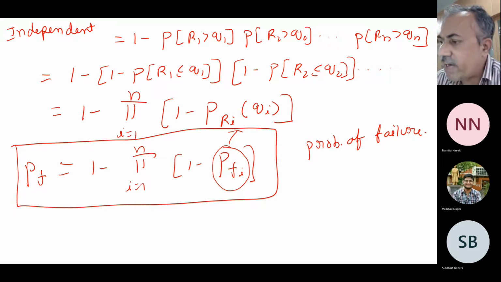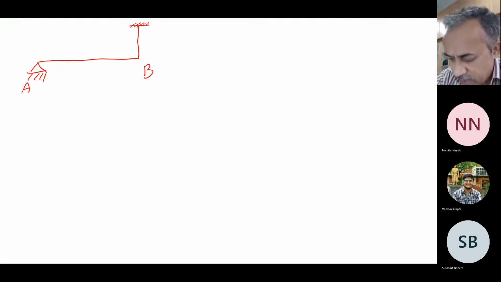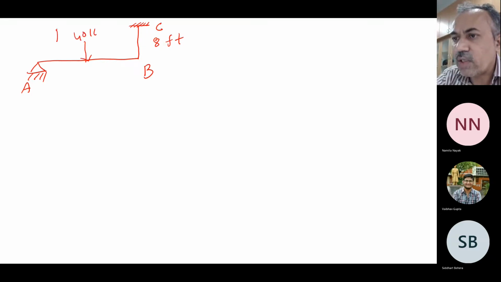So to have an idea, let us solve one interesting problem which is there in Melchers' book. Let us say we have a beam here, it is simply supported, and then there is a cable or steel rod here. So this is some beam A, B, and then C. Some dimensions have been given, like 8 feet, and the load is also there, some 40 kips. 6 feet is this one, so the beam is 12 feet in length.